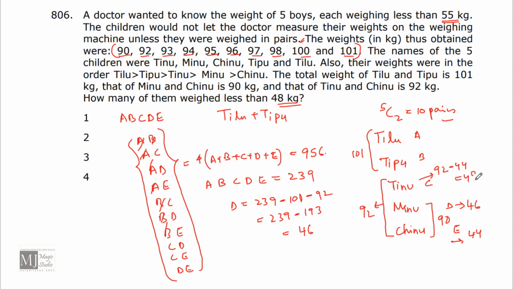That is 48. Now they have asked how many of them weighed less than 48 kg. Tinu is 48 kg. That means Tipu and Tilu are both more than 48. Isn't it? Minu and Chinu weigh 46 kg and 44 kg, which is less than 48 kg. How many of them weighed less than 48 kg? 2 of them. Answer.